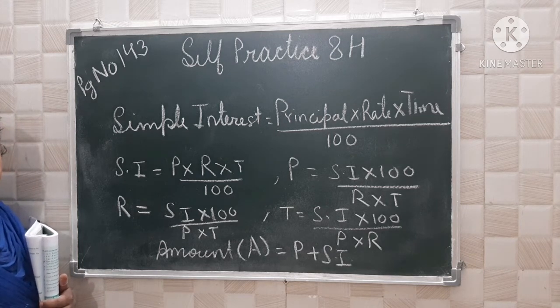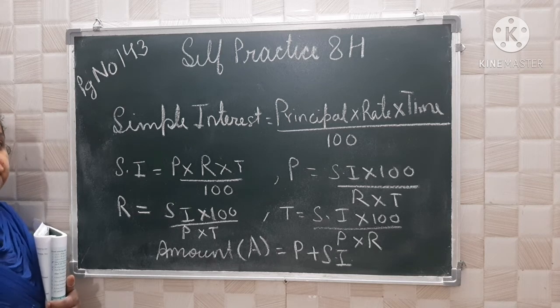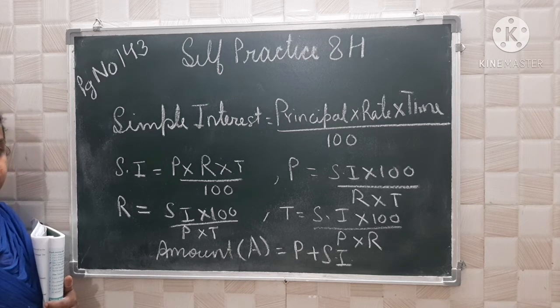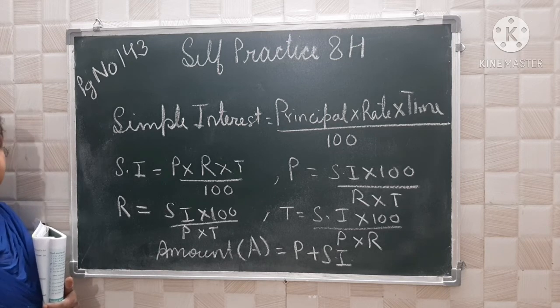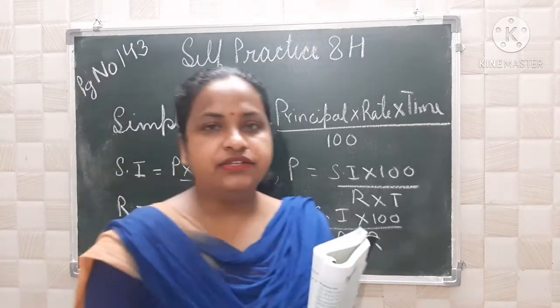The first one is simple interest, that is principal into rate into time upon 100. What is principal? SI into 100 upon R into T. What is rate? SI into 100 upon P into T. And what is time? SI into 100 upon P into R. And what is the amount? It means the total including your principal, that is principal plus simple interest. Is it clear to you all?